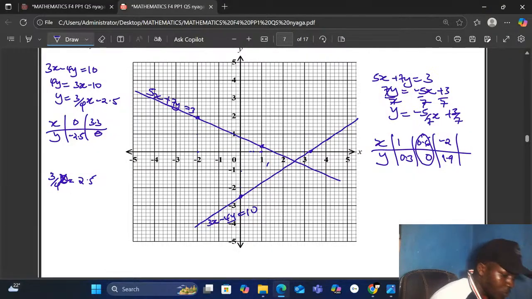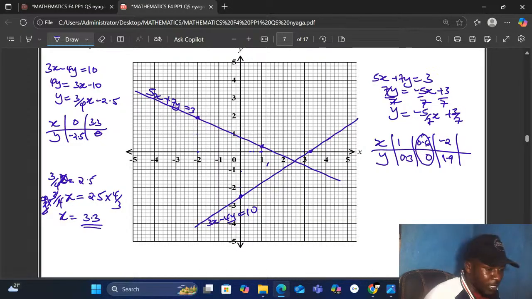So now we take 3 over 4 x, now that y is 0, to be equal to 2.5. So we multiply both sides by 4 over 3. They cancel out. Then x becomes 3.3. That is when y is 0.